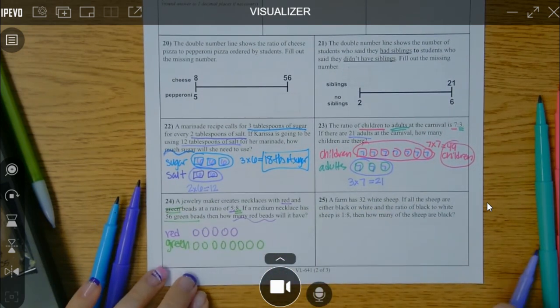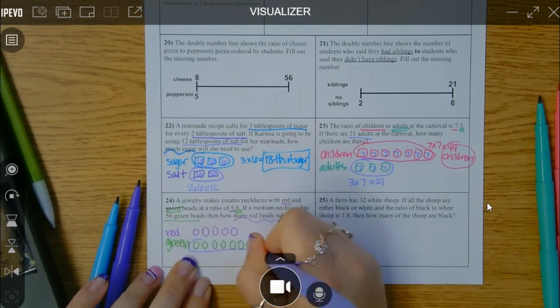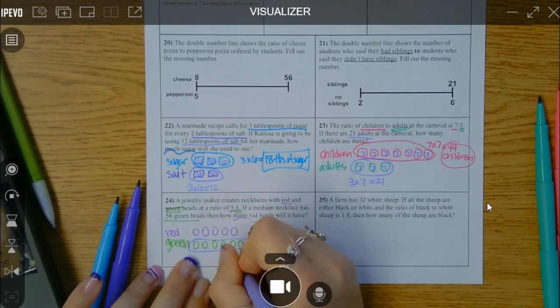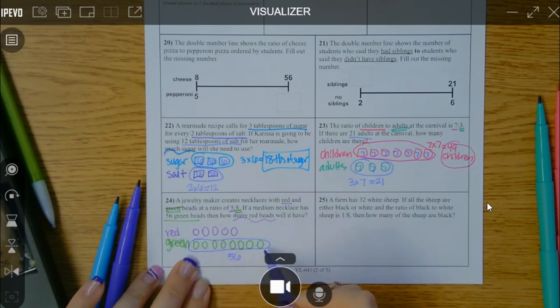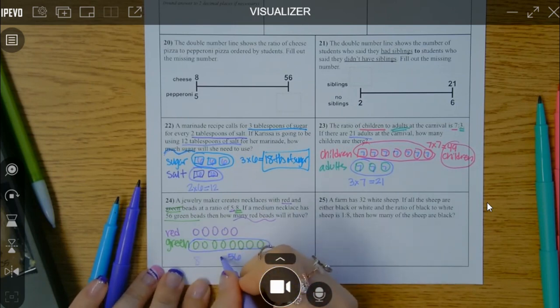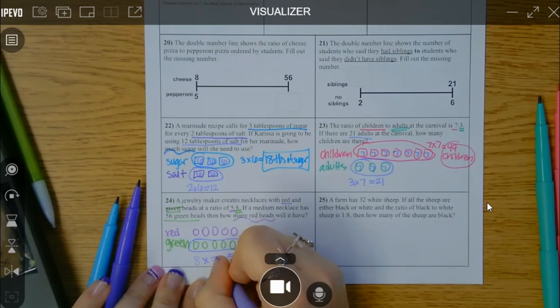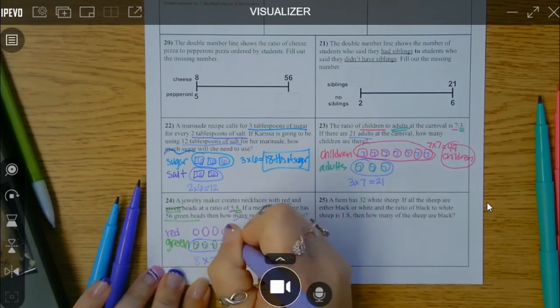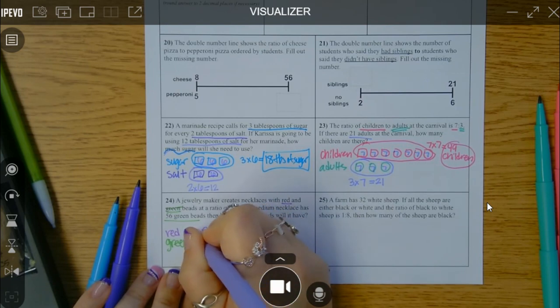So that means that these boxes right here are representing 56. And how many of those boxes are there? There's 1, 2, 3, 4, 5, 6, 7, 8 boxes that need a total value of 56. So then how much does each one need to be worth? Yeah, 7. So if each of these is worth 7, then that means that each of these is worth 7 as well. Okay?